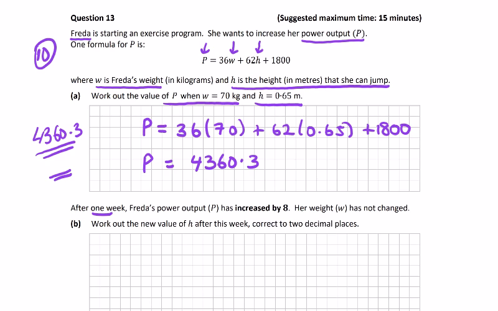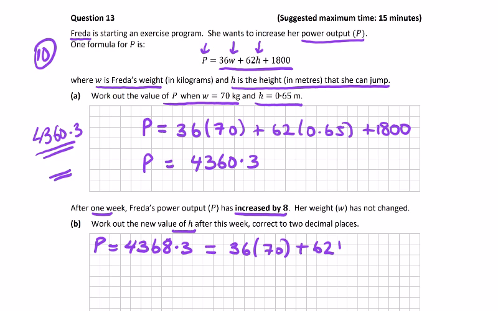After 1 week, Frida's power output has increased by 8. So what's that now? Her new power output is 4368.3. Her weight has not changed. Work out the new value of H. So H is the only unknown. So we have power is equal to, so we have this 4368.3 is equal to 36 times her weight. 36 times her weight has not changed, 70. The unknown is within the 62H, the height she can jump, plus 1800.